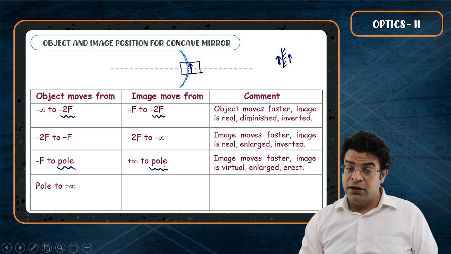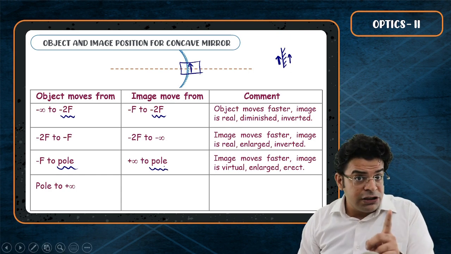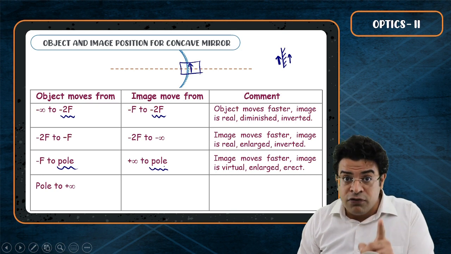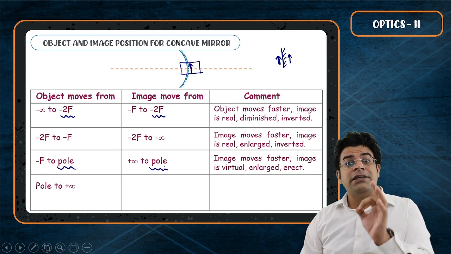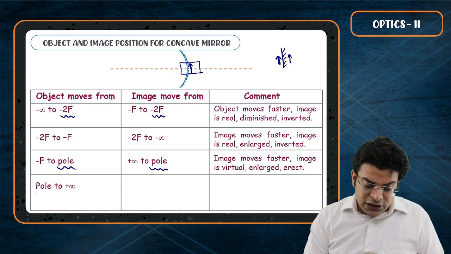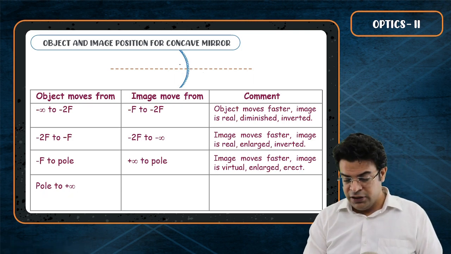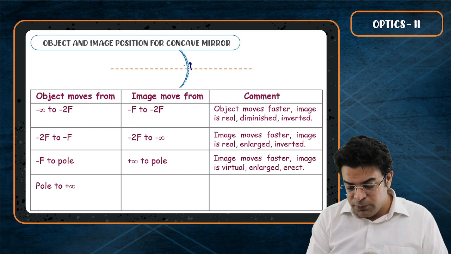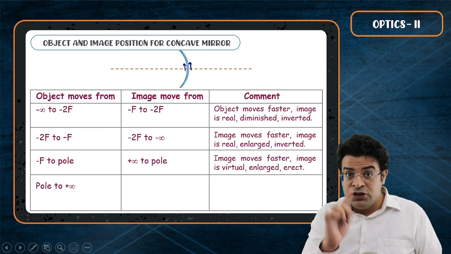Keep this thing in mind. For the object at center of curvature, the image is formed at center of curvature. And for the object placed at pole, the image is formed at pole. So as the object moves from pole to plus infinity, when the virtual object is placed at pole, you will get the image at pole, and the image will be real.